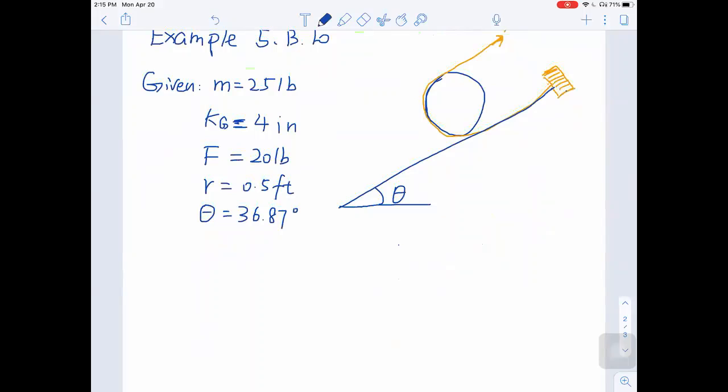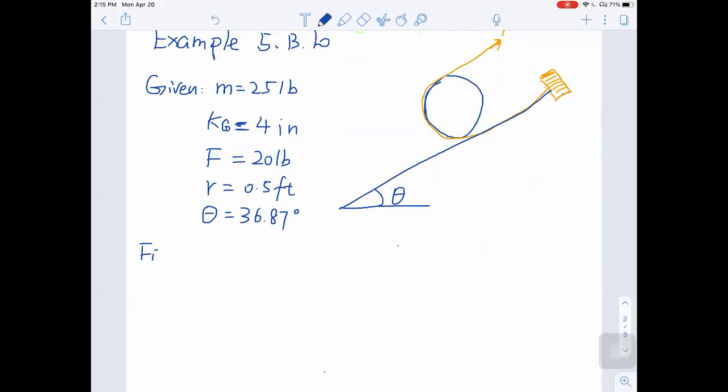In this problem, we want to determine the speed of the center G of the disk when it has rolled 0.8 feet up the incline. So we want to find VG. Let's call it VG2, since at the beginning it's at rest, after 0.8 feet up the incline.